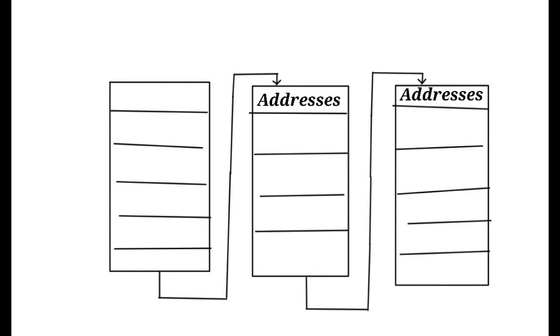Grouping. In grouping, the addresses of a group of free blocks are stored in a certain block. The last block of this group contains the address to the next group of free blocks, and so on. This allows a large number of free blocks to be found quickly.